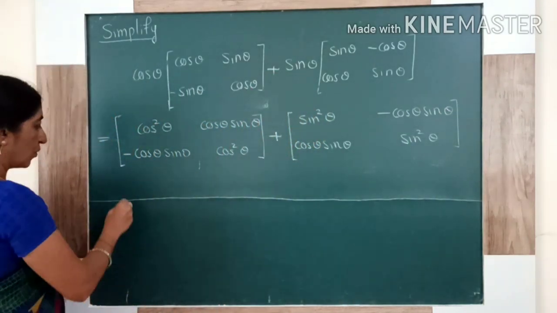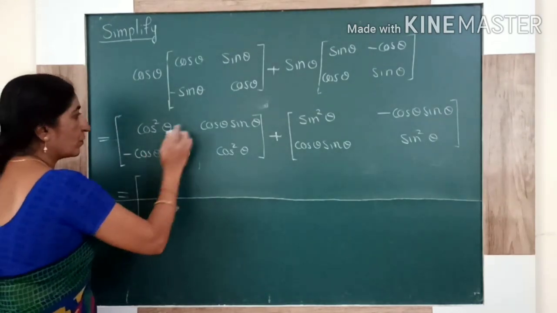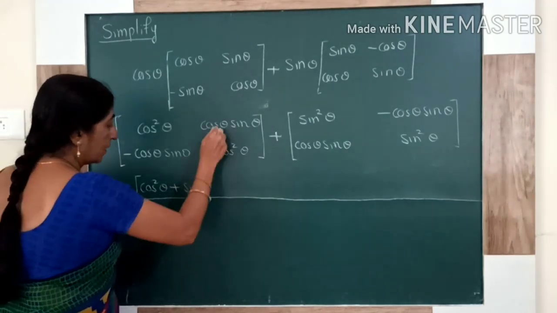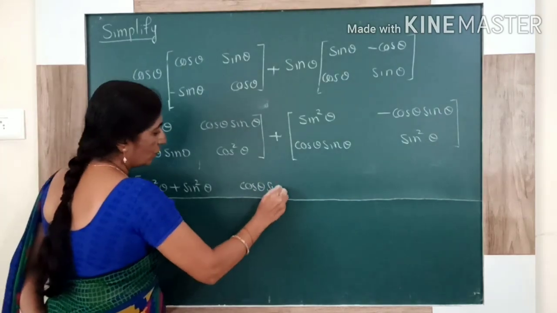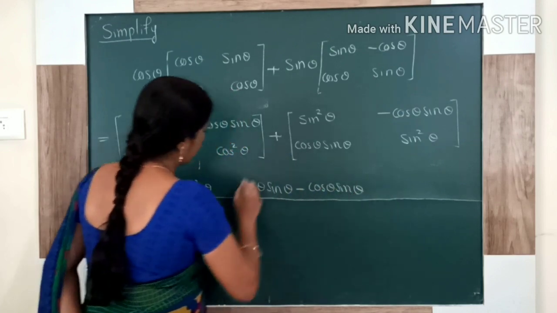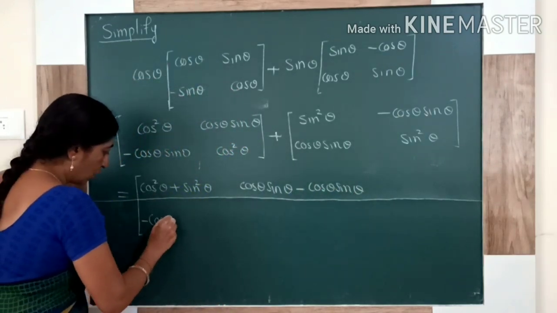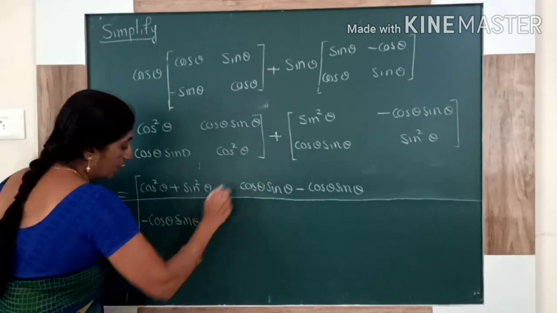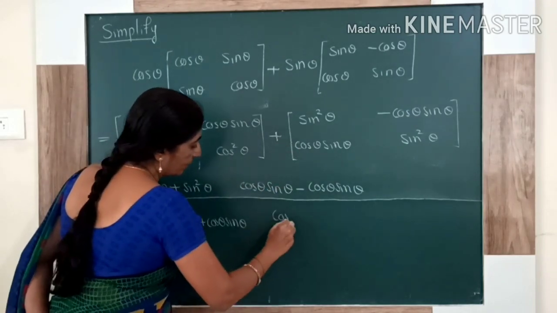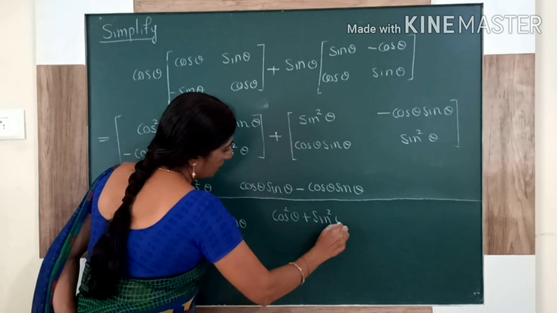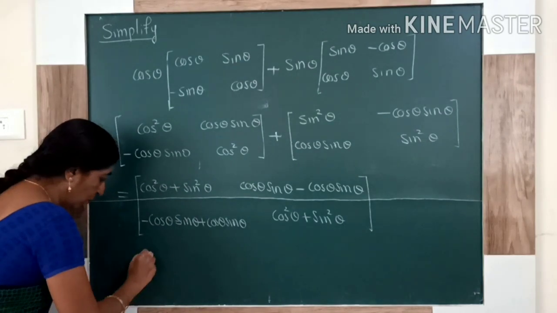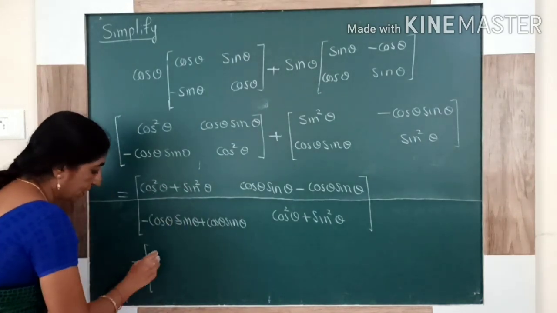So just add the corresponding elements. Cos square theta plus sin square theta. The next one is cos theta into sin theta, plus into minus will be minus. The next one is already minus cos theta into sin theta, and that one is plus cos theta into sin theta. Add the next one, cos square theta plus sin square theta. So now tell the students, cos square theta plus sin square theta, what is the identity? Basic trigonometric identity, it is 1.